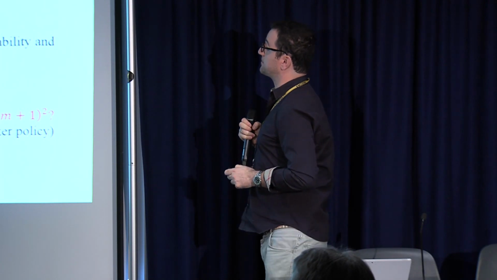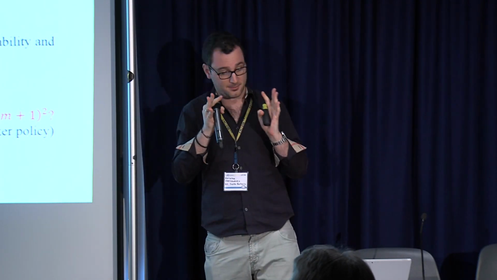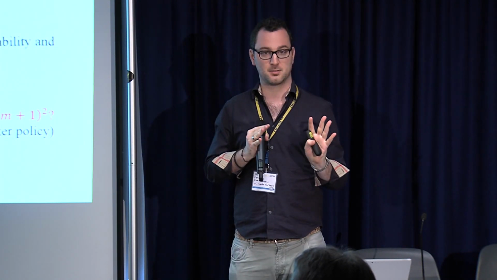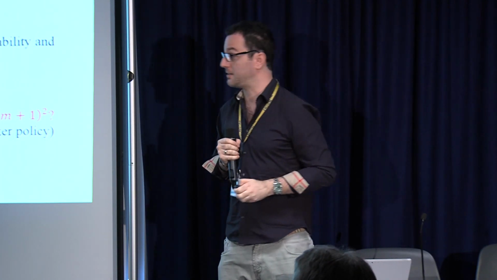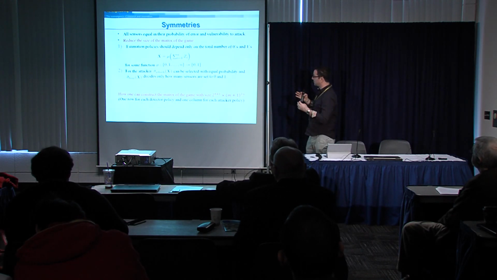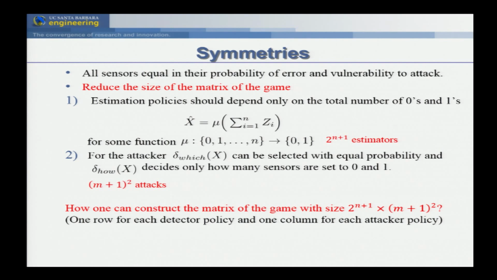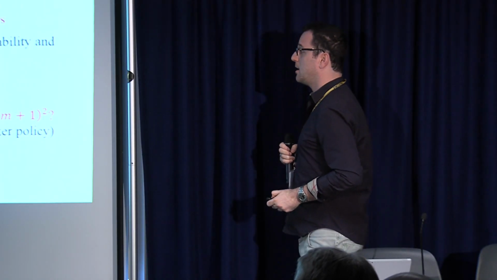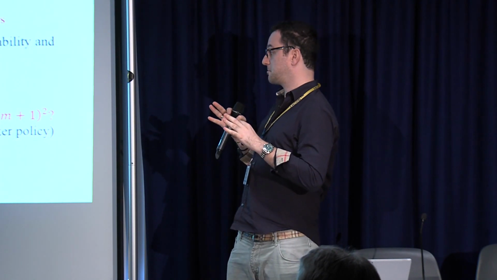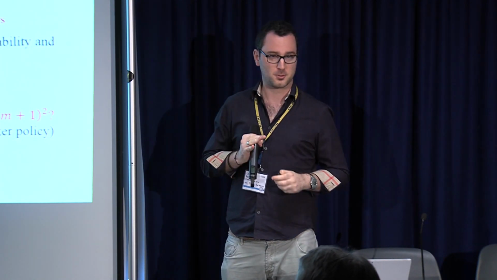Of course, we can also find other symmetries to reduce the size of the game. You can see that the defender can handle zeros and ones in the same way. For example, if I have 4 zeros, then I know that this is dual to 4 ones. So these are dual events. Also for the attacker, which sensors to attack can be chosen with equal probability. Now I can reduce my game to 2 to the power of n plus 1, times m plus 1, all squared. So again, this is a very huge game. We will have one row for each detector and one column for each attacker. But again, we can't really find the closed-form solution, so we have to find some other ways.